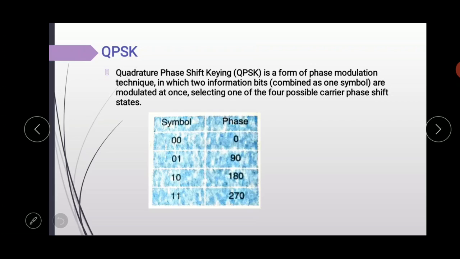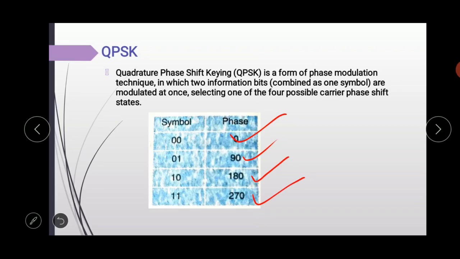In quadrature phase shift keying, two successive bits in the data sequence are grouped together. Means in QPSK, which is a form of PSK, phase shift keying, two bits are modulated at once. It selects one of four possible carrier phase shifts, that is 0 degree, 90 degree, 180 degree and 270 degree.